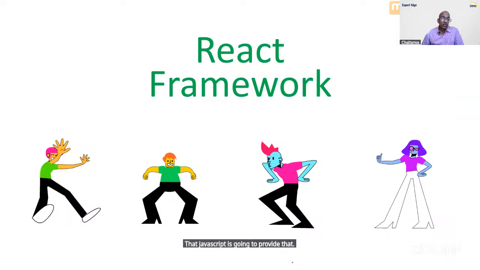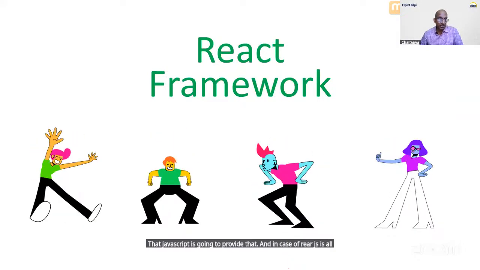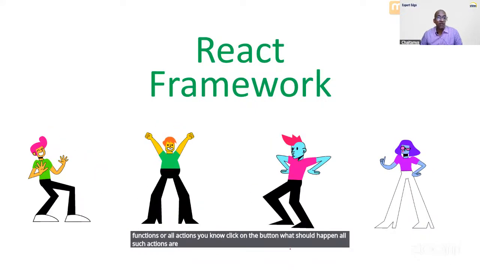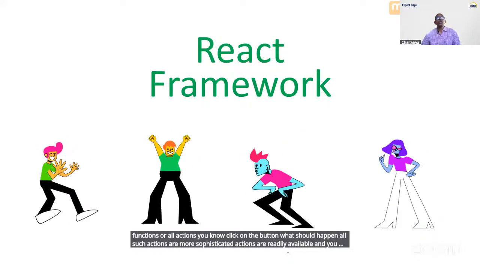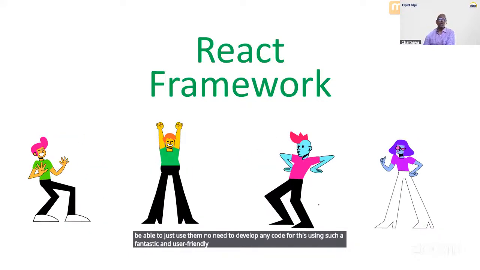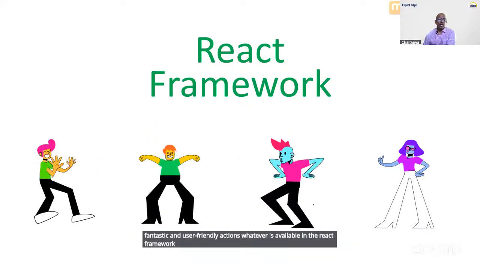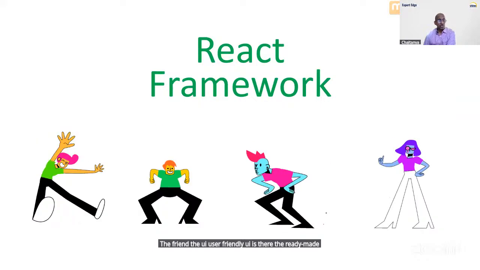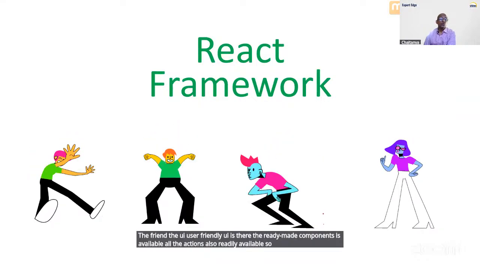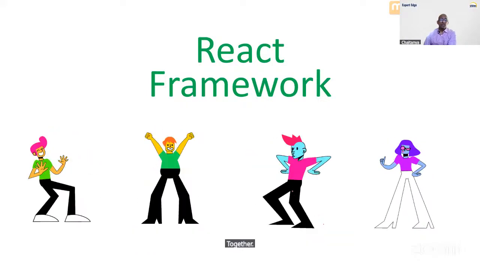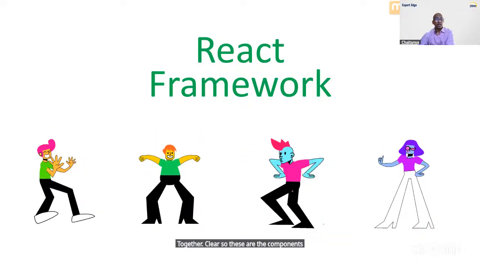And in the case of React.js, all such functions or actions, like clicking on the button and what should happen, are more sophisticated actions that are readily available, and you can just use them. No need to develop any code for this, using such fantastic and user-friendly actions available in React.js, the React framework. The user-friendly UI is there. The ready-made components are available. All the actions are also readily available. So it's easy for you to use the React framework for a very sophisticated and fantastic UI and actions together. Clear? So these are the components we generally see in the front-end section.